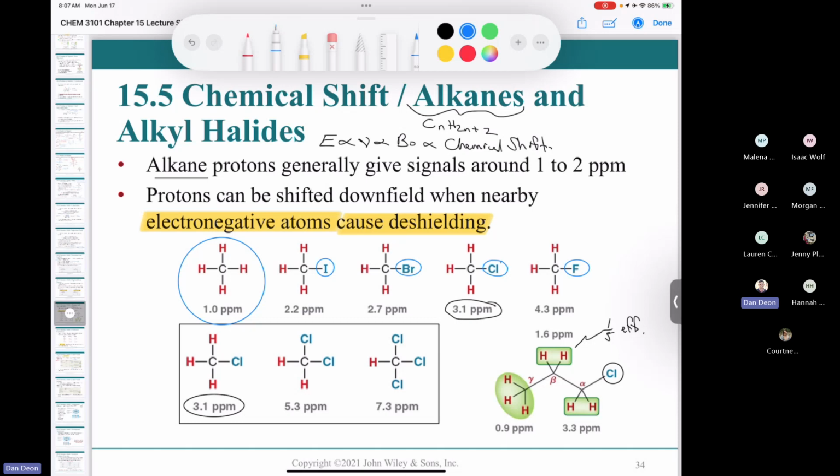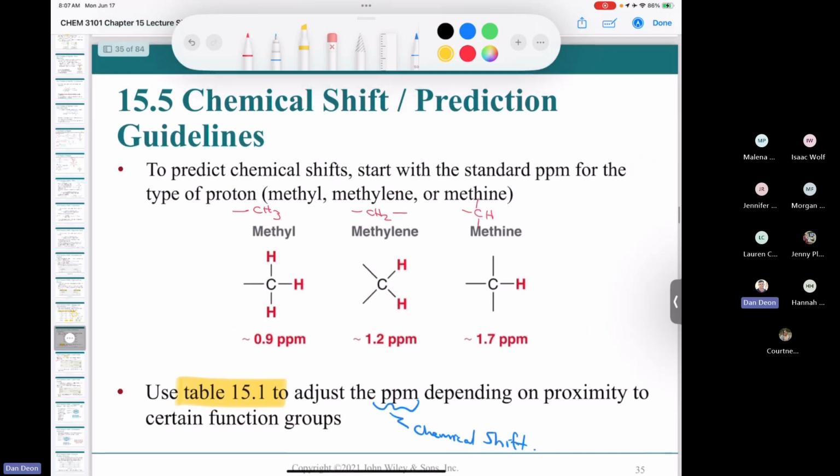We also see that the effect is additive, right? If we take chloromethane, this compound here, which has a chemical shift of 3.1, if you add another chlorine, it increases the chemical shift to 5.3. If you add another chlorine, it increases the chemical shift by even more. Now, not only do we see this effect with halogens, we also see it with oxygen.